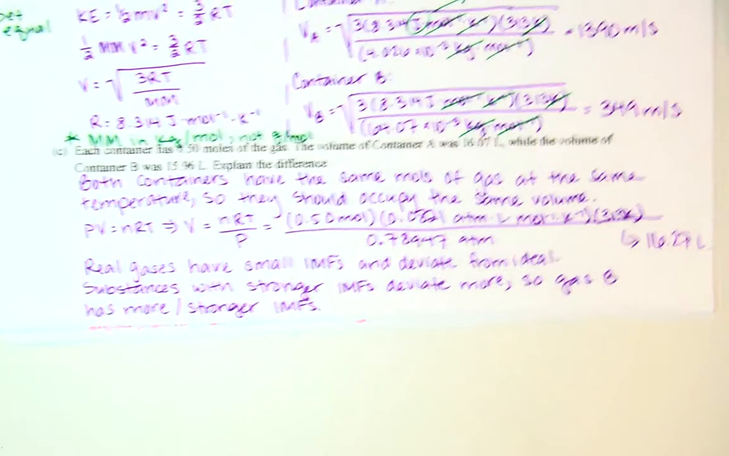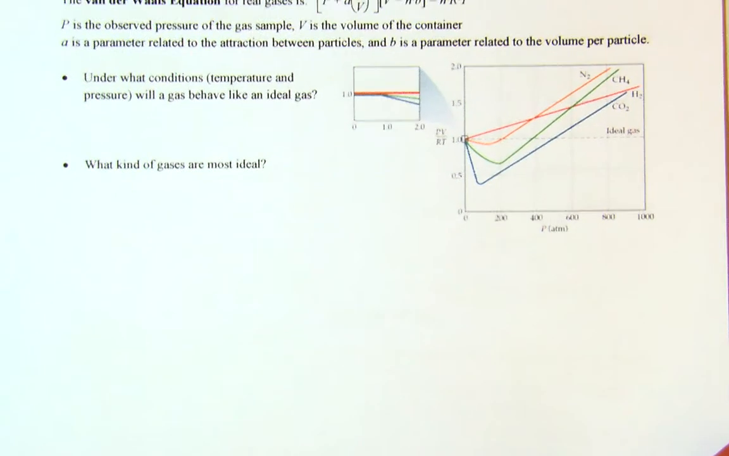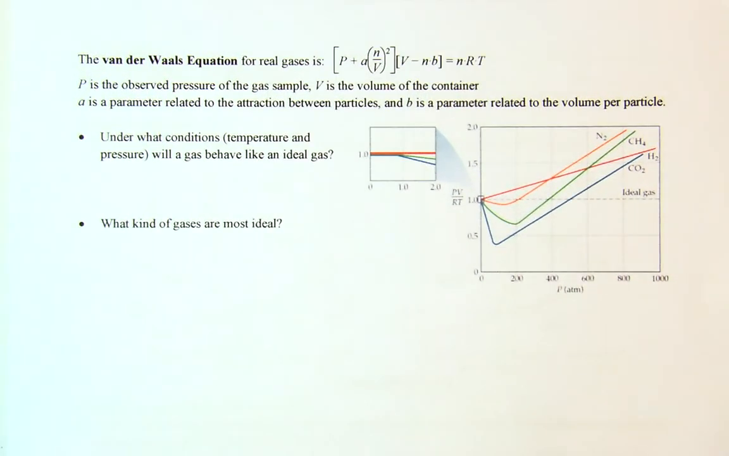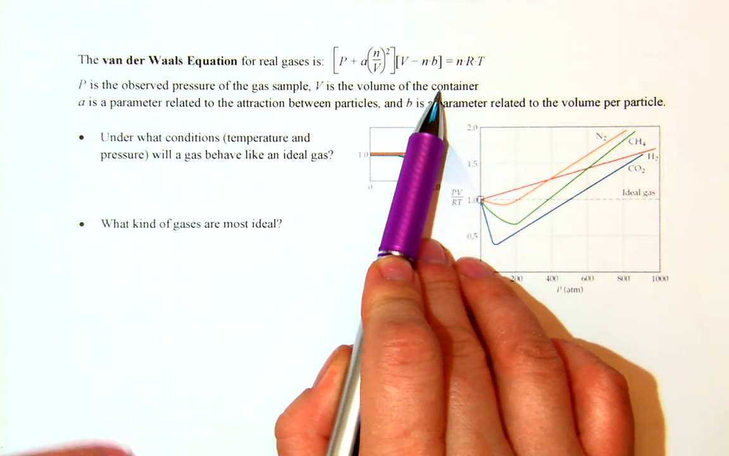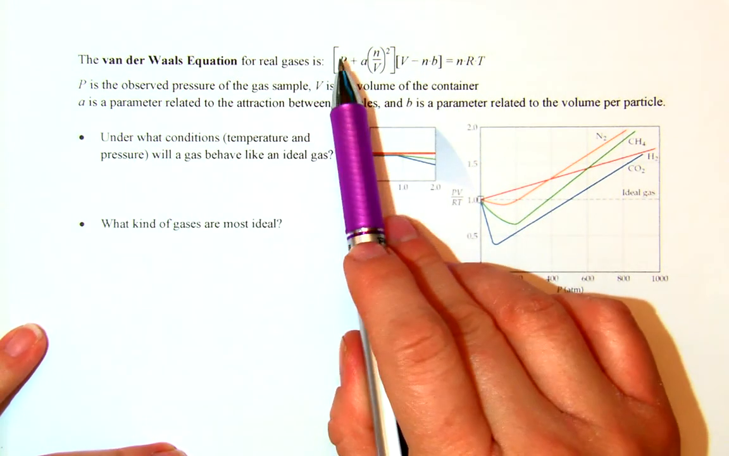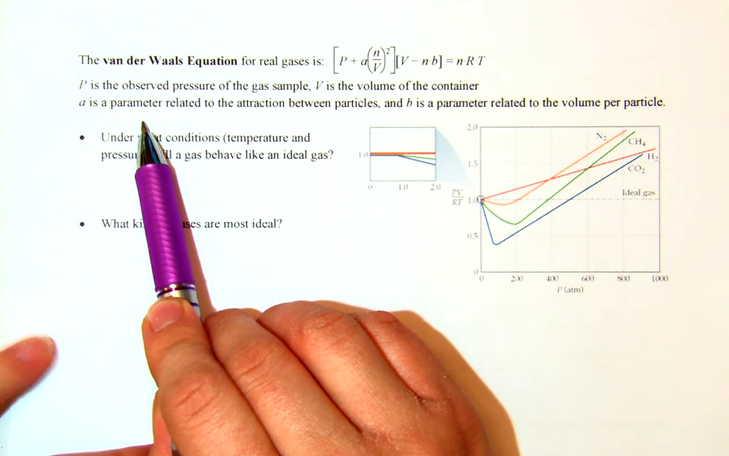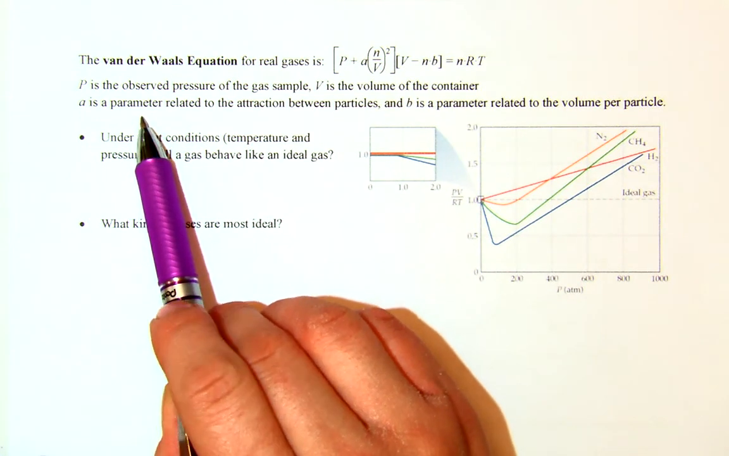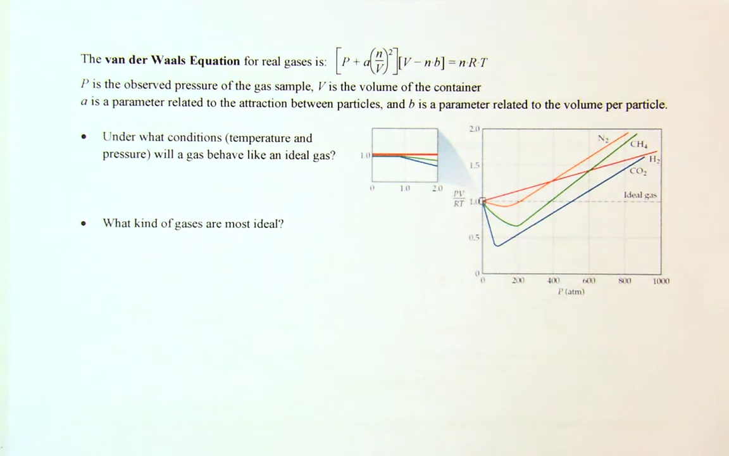All right, last page of our notes here. The van der Waals equation. So the van der Waals equation, you don't need to memorize this, and you don't need to do any calculations involving this on the AP test. So this is the equation, and you can see there's part of the ideal gas law in there. So what it says is that P is the observed pressure of the sample, V is the volume of the container, A is some parameter, like a fudge factor, related to the attraction between particles, and B is a parameter related to the volume per particle. And you don't need to know where those come from or how those work.